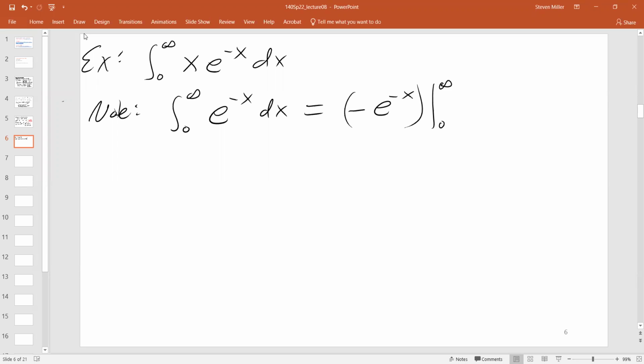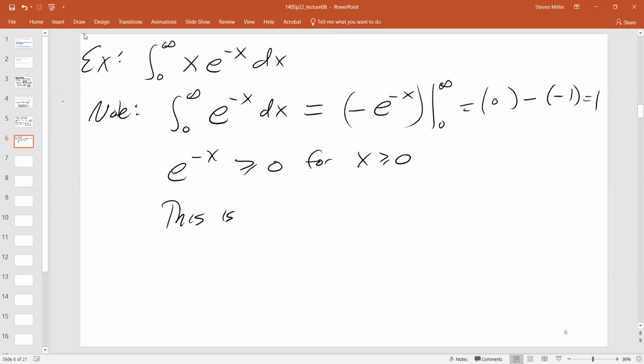What's e to the 0? 1. So this is going to be 0 minus negative 1, which is 1. E to the negative x is greater than or equal to 0 for x greater than or equal to 0. This is a probability distribution.